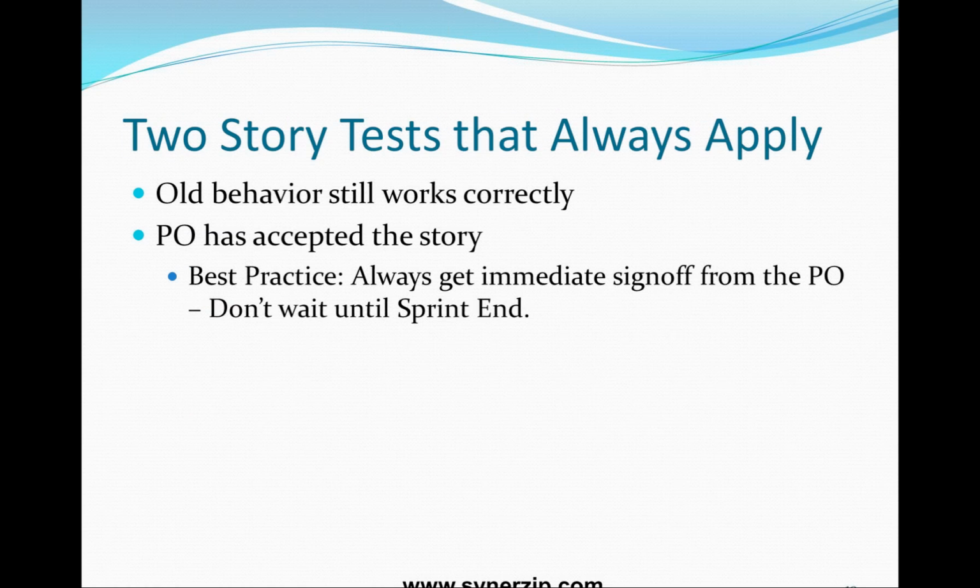So these things always apply, so you don't need to repeat them for every story that you write or that you communicate. And I just want to make a best practice: always get immediate sign-off. You want to shorten those feedback loops as much as possible. Something that's common in Scrum is people will wait to the end of the sprint to get sign-off from their product owner. I suggest don't do that. Get sign-off from your product owner as soon as you think the story is done. A sprint review is really for the stakeholders, not the product owner.